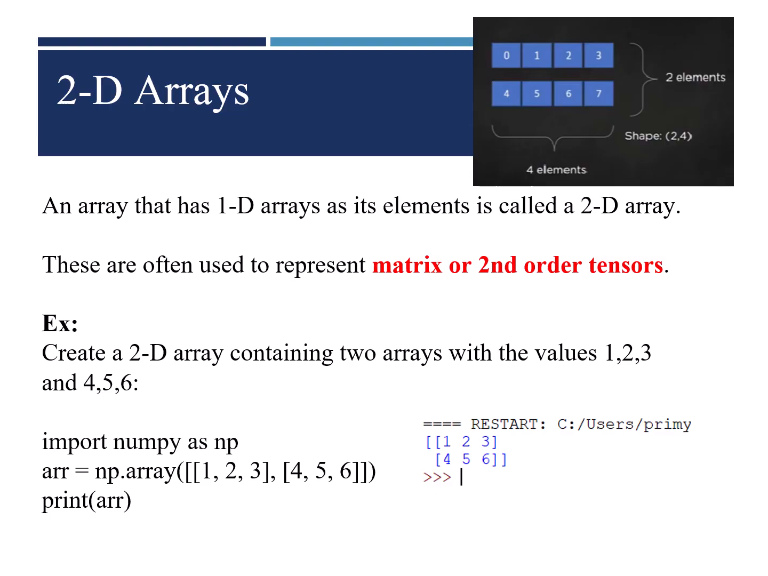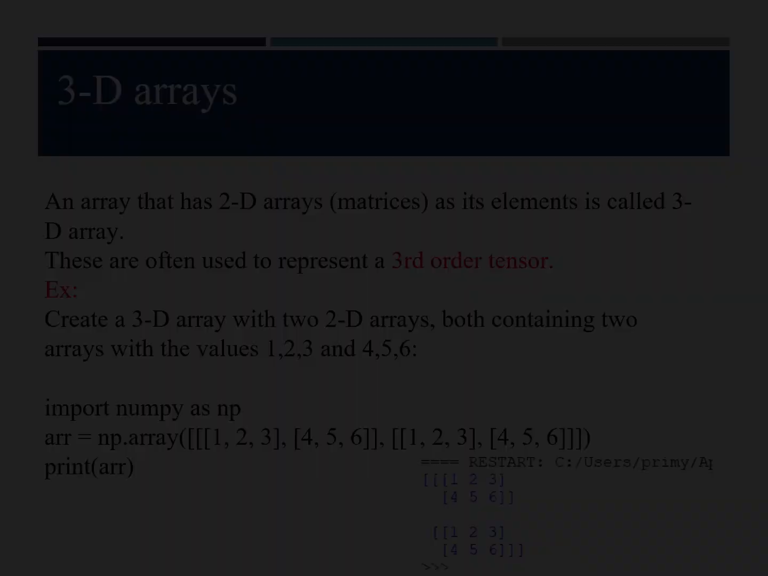Now, when I try to print this variable name, the output is 1, 2, 3 in the first row and 4, 5, 6 in the second row. So, since it is a two-dimensional array, we have both rows and columns.